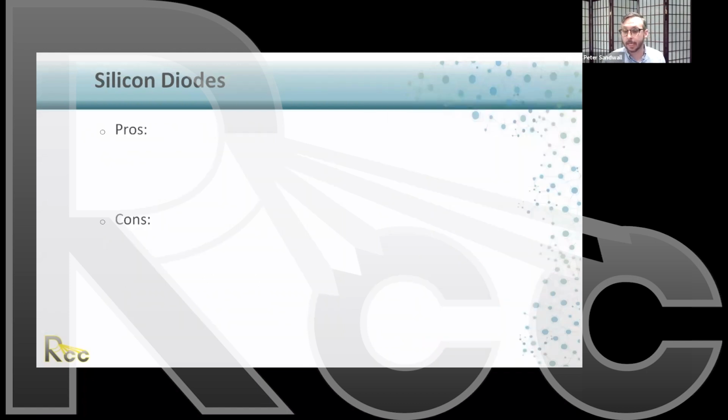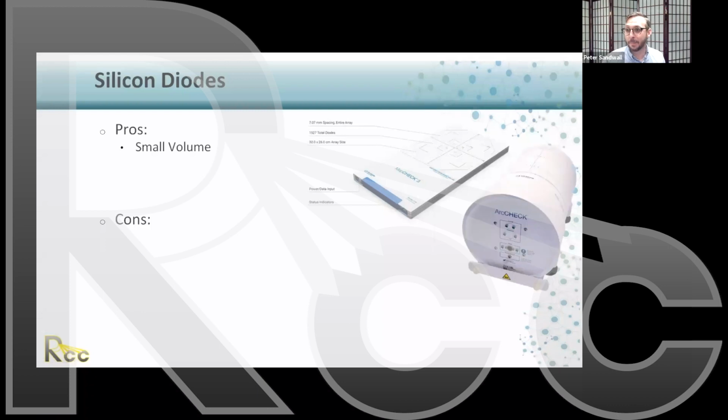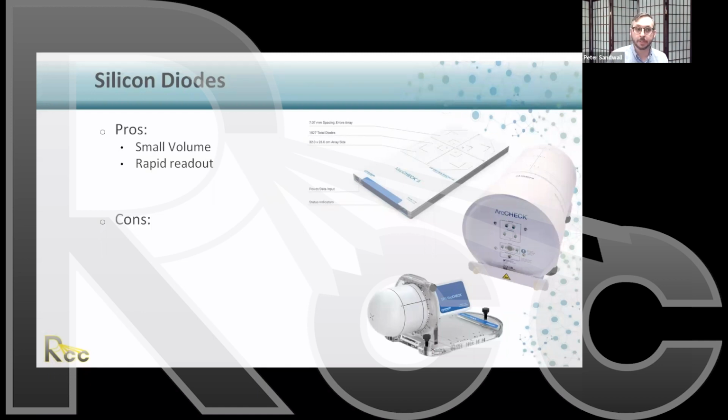Let's talk about the pros and the cons of the diodes. They're small, and that means that they can be packed into arrays. This one has 1,500 diodes. This is not a Sun Nuclear commercial, but they do make small diodes. They pack them in different arrangements for different applications. Rapid readout: you get an instantaneous response, which is really nice. And you don't need to apply an external bias.